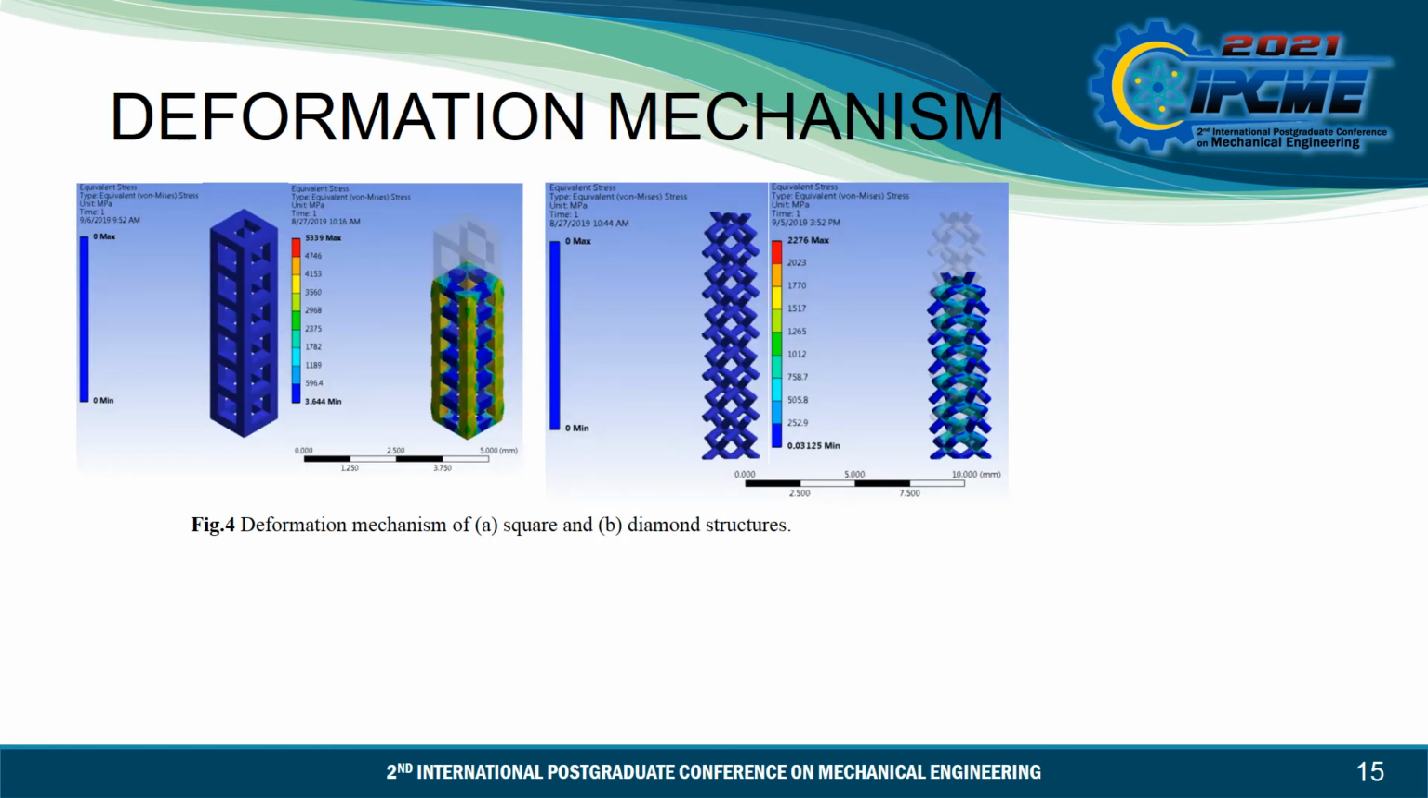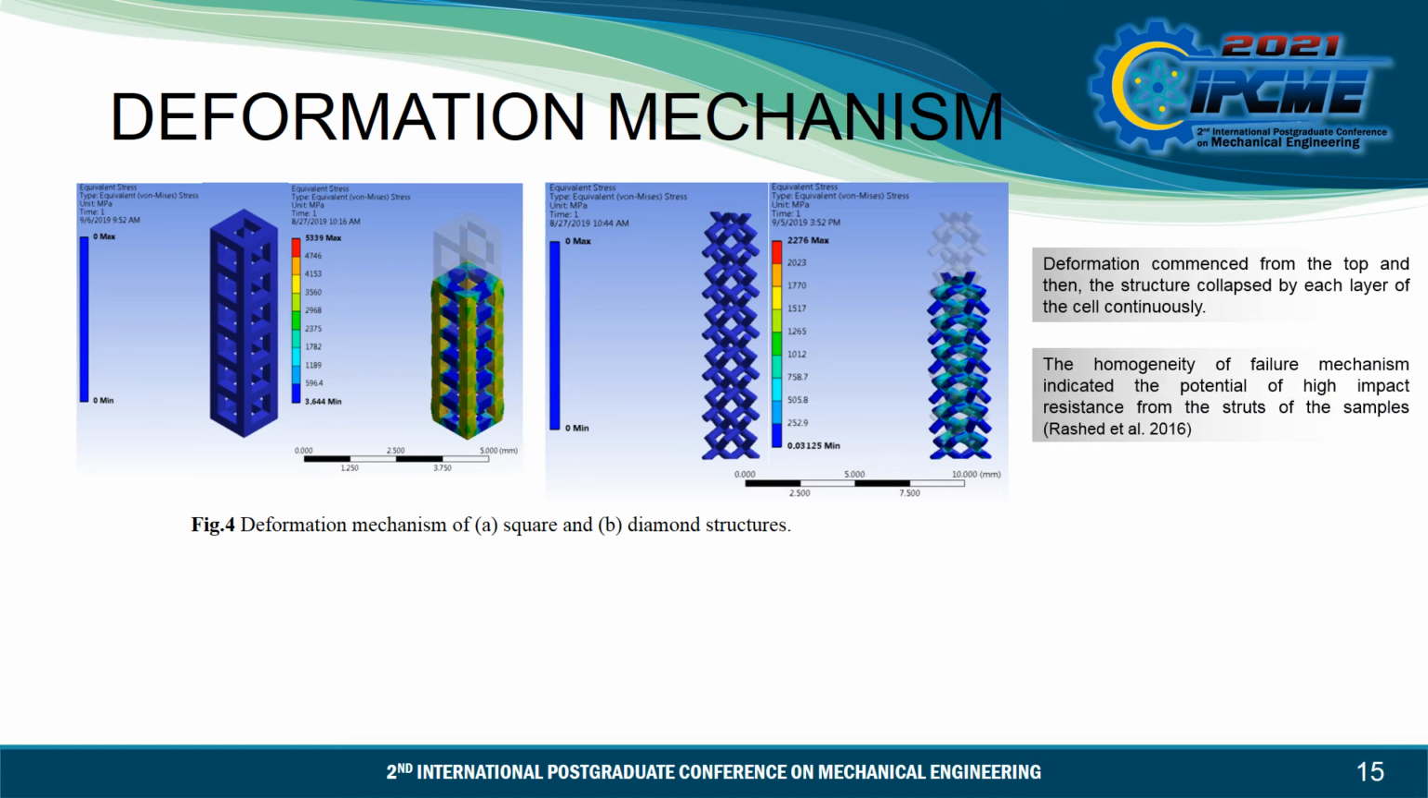Okay, this is the deformation mechanism obtained from the finite element analysis for both samples. Deformation commences from the top and then the structure collapses layer by layer, cell by cell continuously. The homogeneity of the failure mechanism indicates the potential of high impact resistance from the struts of the sample.